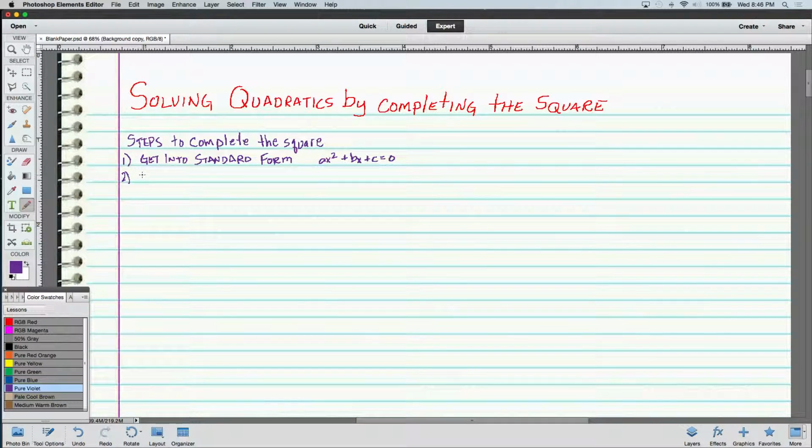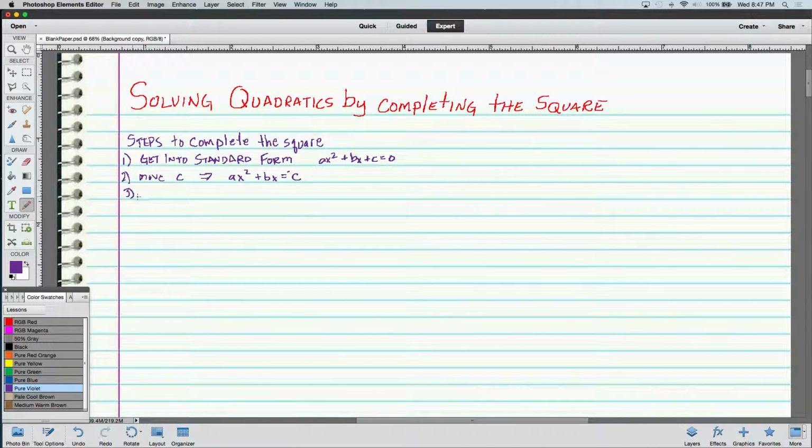Step number two, what we want to do is move c to the other side. So from standard form it's going to look like ax squared plus bx equals c. Or in this case it would be negative c, depending on what your value is. If it starts out as a negative, then it's going to be positive. If it starts off positive, then it's going to be a negative.